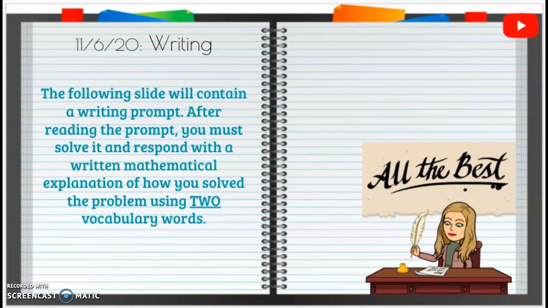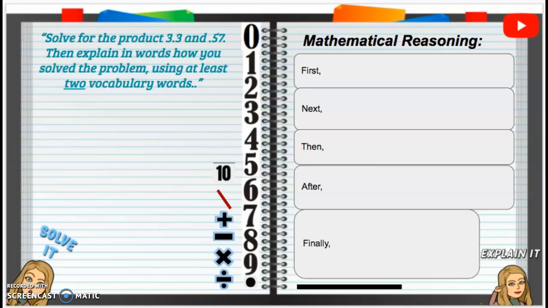November 6th, 2020, writing. The following slide will contain a writing prompt. After reading the prompt, you must solve it and respond with a written mathematical explanation of how you solved the problem using 2 vocabulary words. All right, so if we go to our next slide, it says our prompt is: solve for the product of 3 3/10 and 57/100. Then explain in words how you solved the problem using at least 2 vocabulary words.